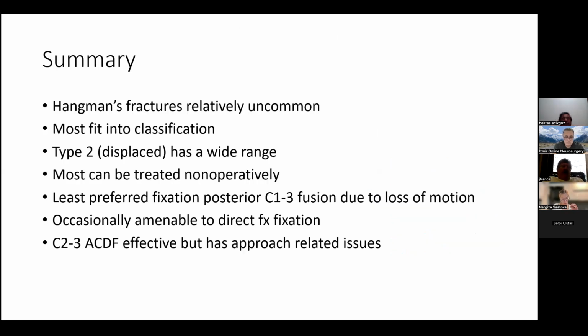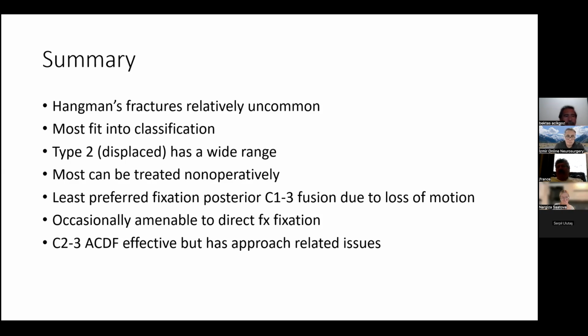So in summary, Hangman's fractures are relatively uncommon. So in our literature, we don't have good comparative literature. Most of our literature is based on these case series, and any of the larger papers are just collections of the case series, and it's a little hard to get good granular data on that. Most will fit into a classification. The C2 fracture or the displaced fracture has such a wide range from just say 4 millimeters of displacement to 10 millimeters of displacement that it's hard to parse out which fractures are really unstable and which aren't.